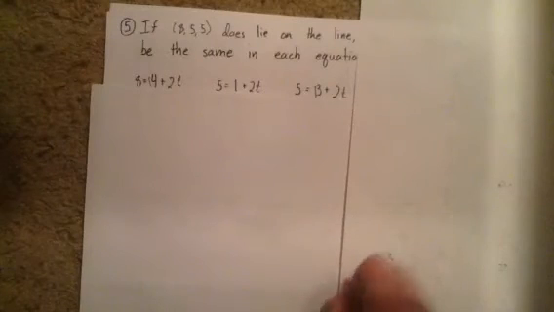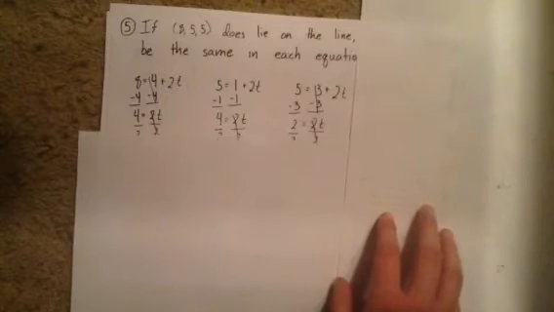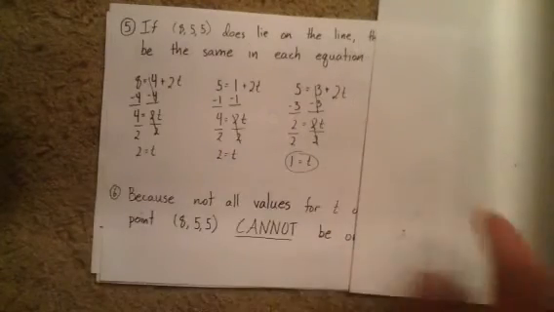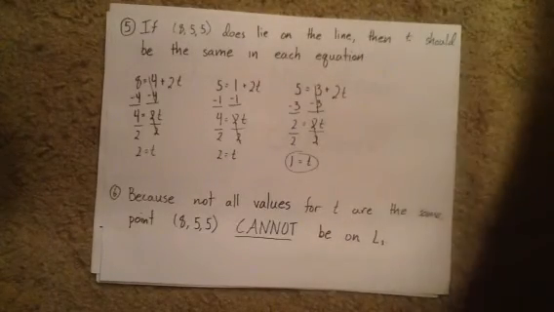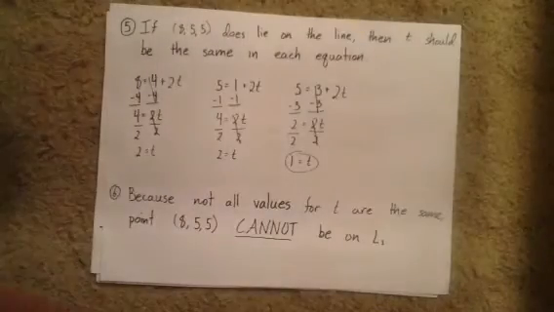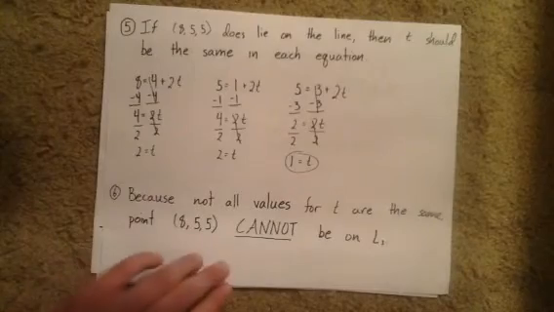The third one. Subtract 3 on both sides. Divide by 2. 1 equals t. Because not all values for t are the same, the point cannot be on line 1. And that's our answer for the last question, question 2.